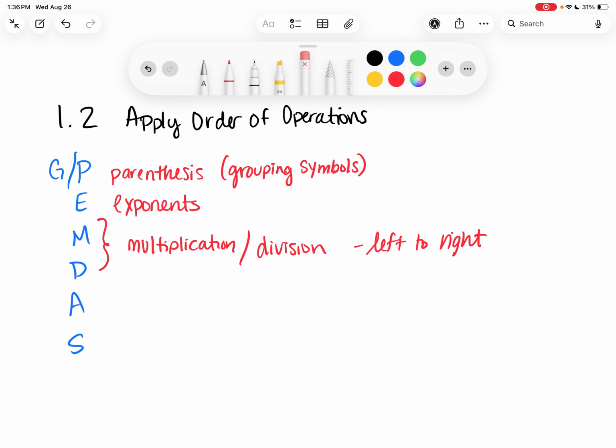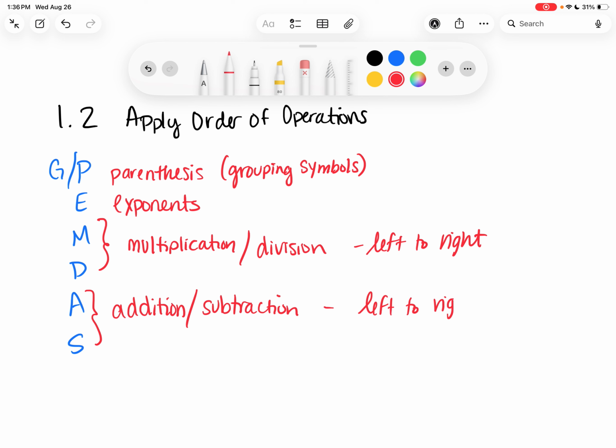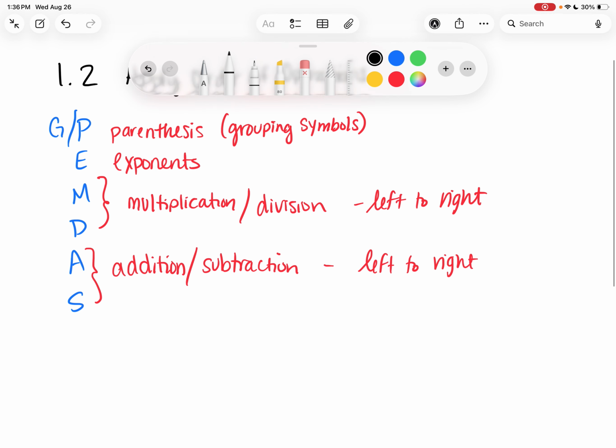And then finally, the very last thing that we do is addition and subtraction. And again, with that, we do that going left to right as well. Now, that's all the notes I have for this section, so we're just going to jump right into some examples here. Hopefully a lot of this will be more of a refresher for you.